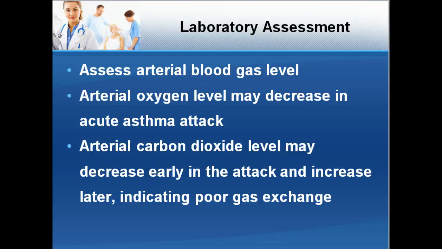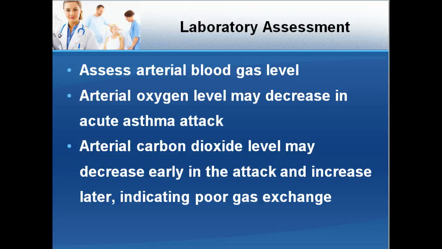Okay. Secondly, as part of your assessment, you're going to draw labs. You're going to perform a laboratory assessment, and mainly you're going to assess the arterial blood gas levels. Generally, these levels are drawn by respiratory. Arterial oxygen levels may decrease in an acute asthma attack. Arterial carbon dioxide level may decrease early in the attack and increase later, indicating poor gas exchange.